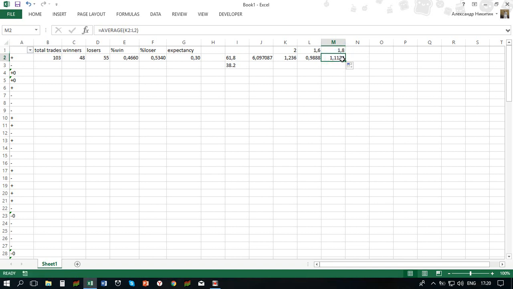On average I have 1.11. So best is this, worst is this, and on average I have that risk to reward. This is my average risk to reward. Okay, let us do the calculations.